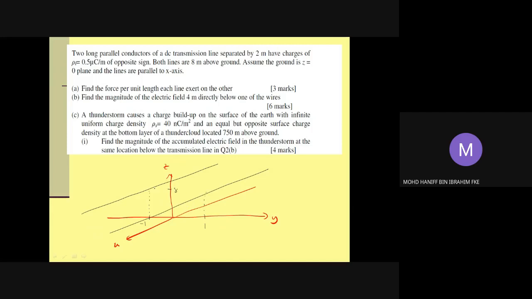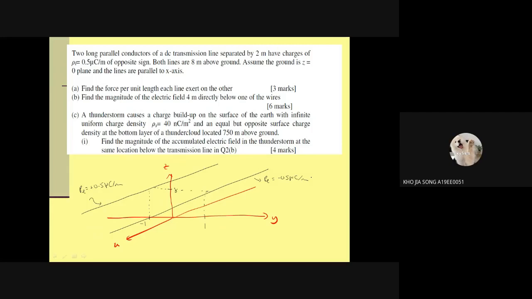Okay, that should be how it looks. So, 8 meters above ground, the locations are at y = -1 and y = +1. Let us assume that one of them is positive and the other is negative. So let us put a positive charge here, rho L of 0.5 microcoulomb per meter, and here a rho L of negative 0.5 microcoulomb per meter. Any questions about the sketching?